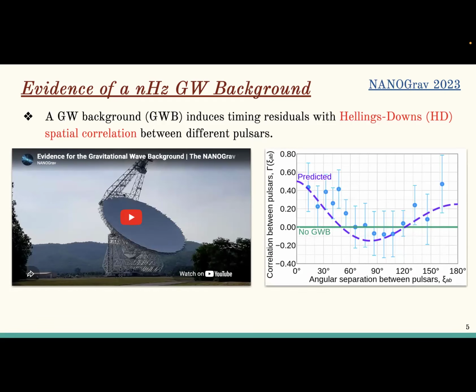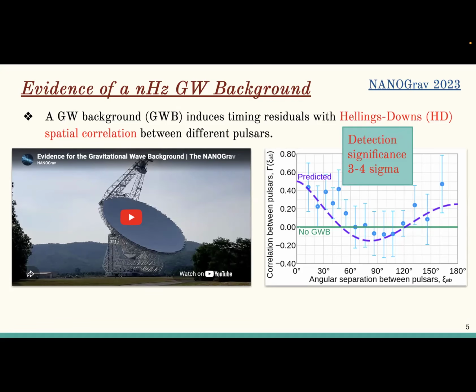And we have actually found this correlation in the NANOGrav 15-year data set. Many other pulsar timing array collaborations have also found a very similar correlation. Here the x-axis is the angular separation between pulsars, the y-axis is the correlation, and this deep blue dashed line is the predicted Hellings and Downs correlation that we would have expected, and the points with error bars are what we have found in the NANOGrav 15-year data set. Yes, the error bars are large for the time being, but you can still see it is following this trend very nicely. Now we have found this background, but what is the source of this background?